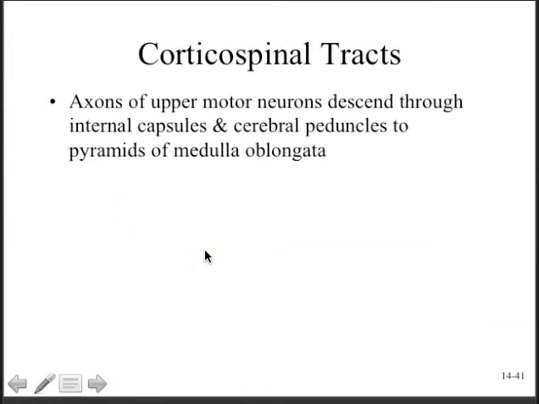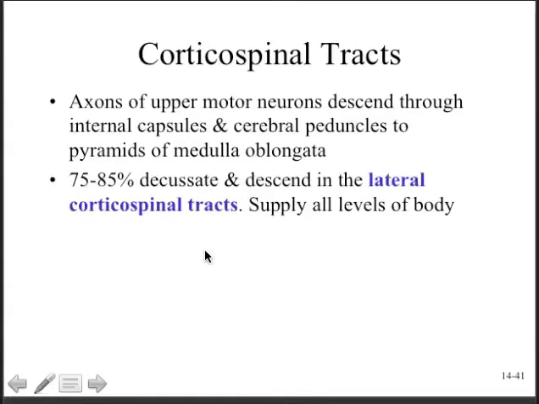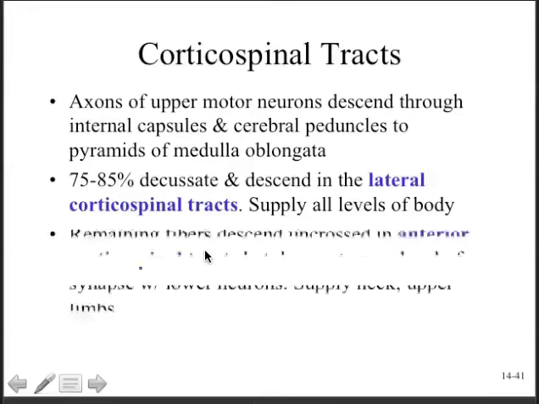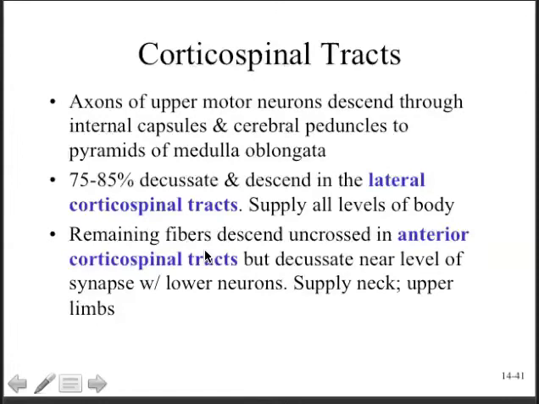The corticospinal tracts contain axons of upper motor neurons that descend through internal capsules and cerebral peduncles to the pyramids of the medulla. About 85% of them will then cross to the opposite side and descend in the lateral corticospinal tracts and supply all levels of the body. The remaining fibers descend uncrossed in the anterior corticospinal tracts but decussate near the level of the synapse with the lower neurons, and they'll supply the neck and the upper limbs.